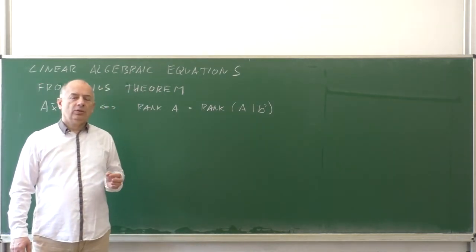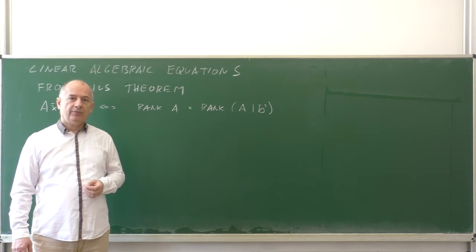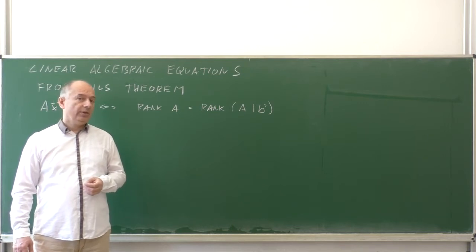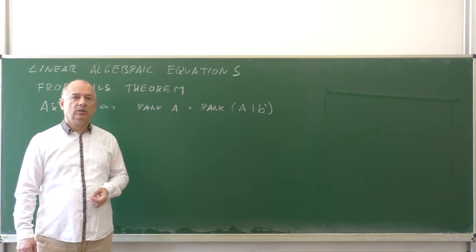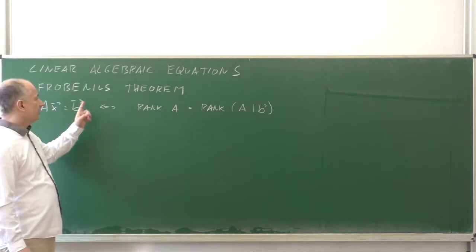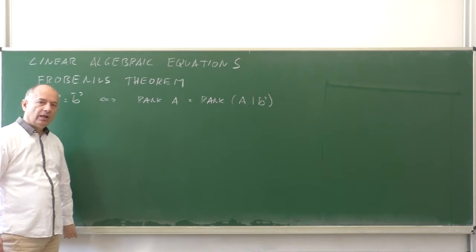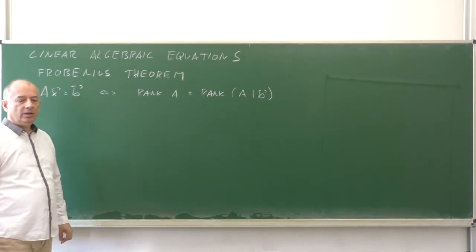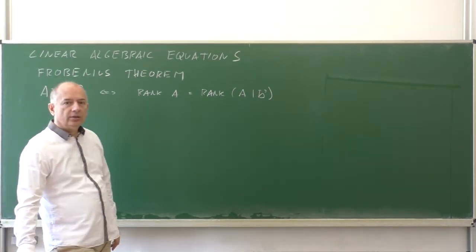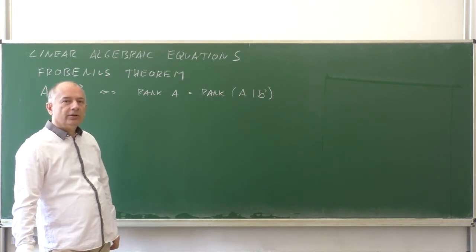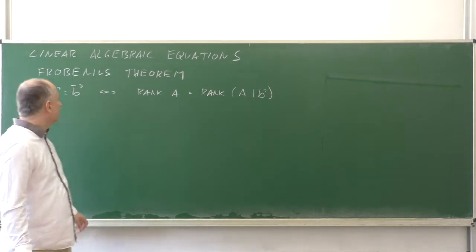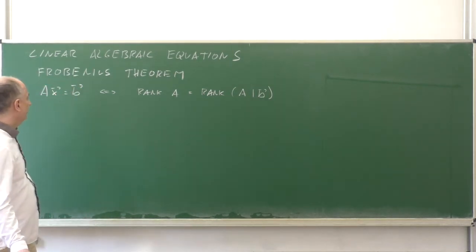We often solve systems that have a solution. But sometimes it may happen that a given equation has no solution. Fortunately, for linear systems, we have a nice and clear theorem that tells us the condition which is sufficient and necessary for a system to have a solution. And this is called the Frobenius theorem.